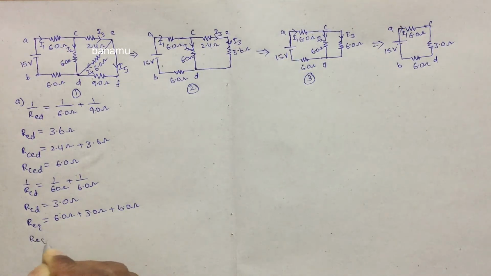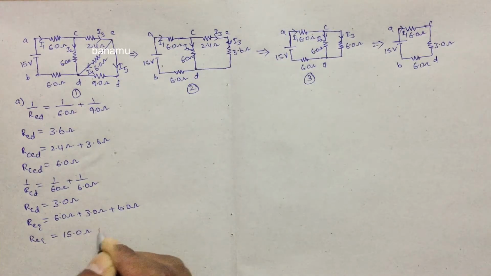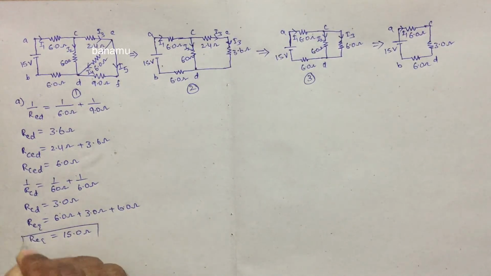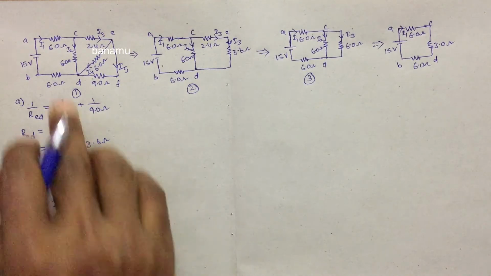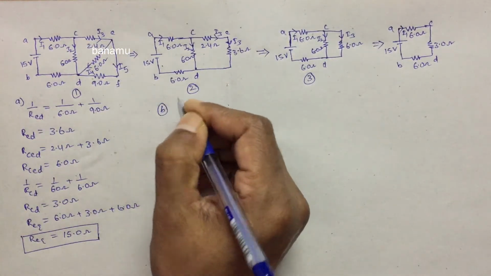R equal is equal to 15 ohms. This is the equivalent resistance in the circuit. This is part A. And consider part B, the current in the loop.